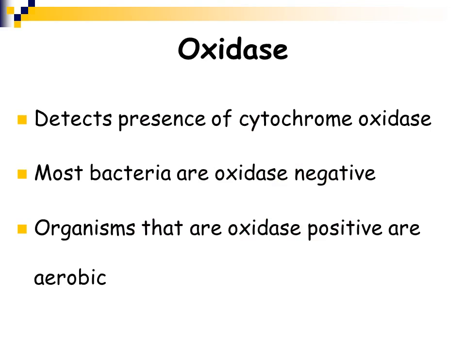Oxidase is actually a test that you will do in the clinical laboratory. It detects the presence of cytochrome oxidase, and most bacteria are oxidase negative. So organisms that are actually oxidase positive are your aerobic organisms. So if you remember, your Enterobacteriaceae family members all ferment glucose, and they are all oxidase negative.